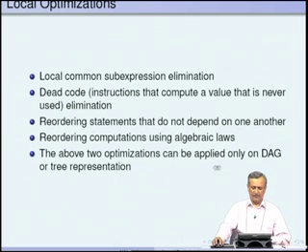The above two optimizations, the reordering of statements that do not depend on one another and reordering computations using algebraic laws, can be applied only on a directed acyclic graph or tree representation. We will see how to do this using value numbering as well. One of these can be done using value numbering.